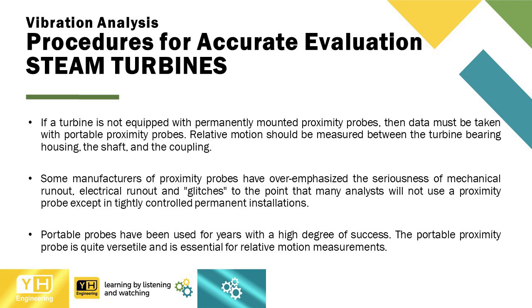Relative motion should be measured between the turbine bearing housing, the shaft, and the coupling. Some manufacturers of proximity probes have overemphasized the seriousness of mechanical runout, electrical runout, and glitches to the point that many analysts will not use a proximity probe except in tightly controlled permanent installations. Portable probes have been used for years with a high degree of success. The portable proximity probe is quite versatile and is essential for relative motion measurements.